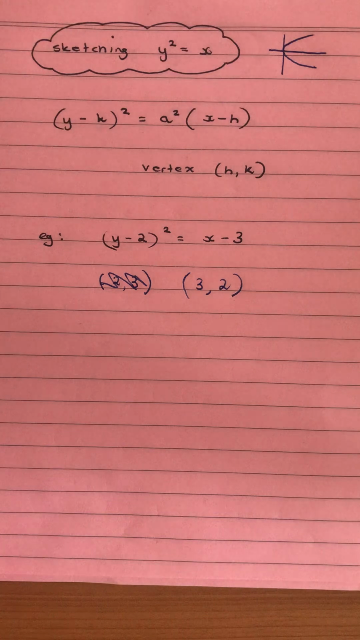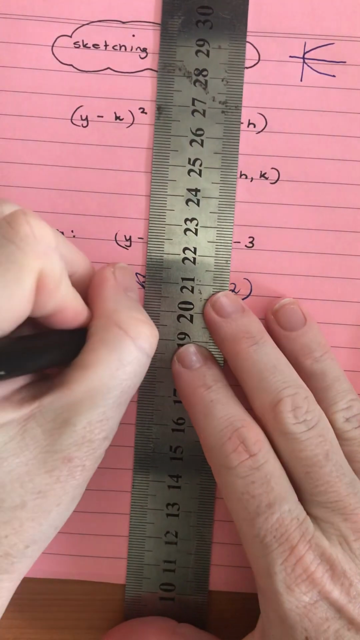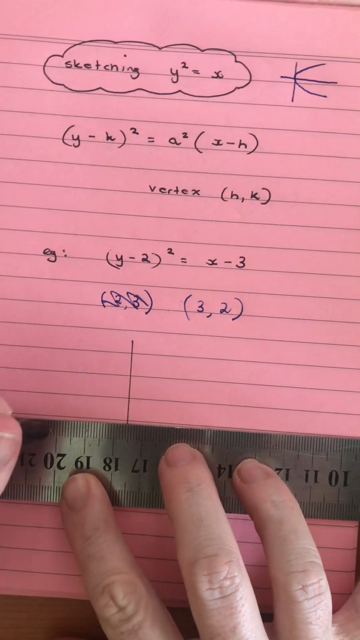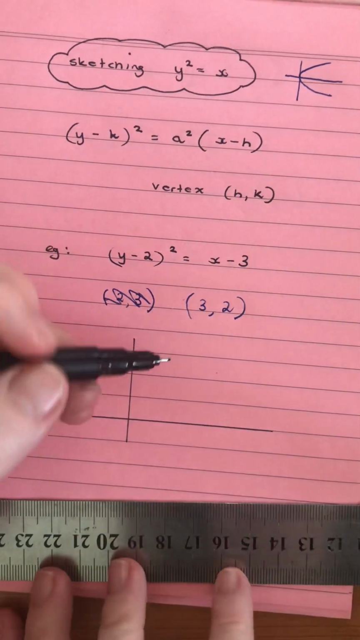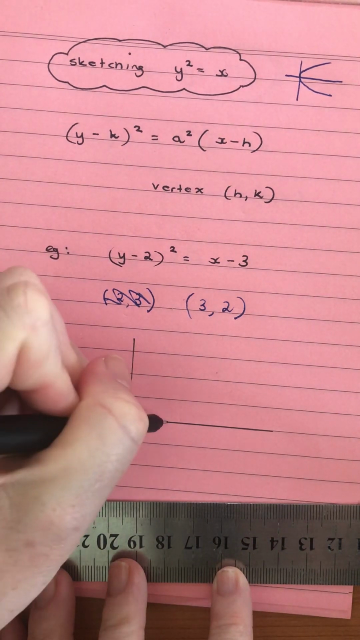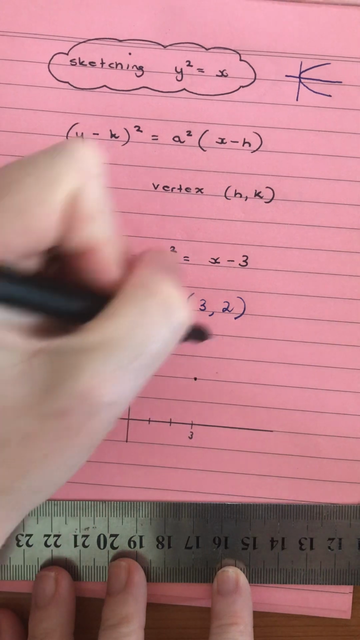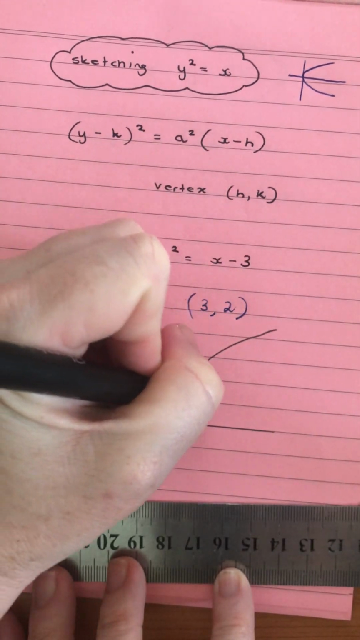So when I sketch that, I'll just grab my ruler. I have got the x value is 3, y value of 2, and then we know we're going to have a shape that looks a bit like this.